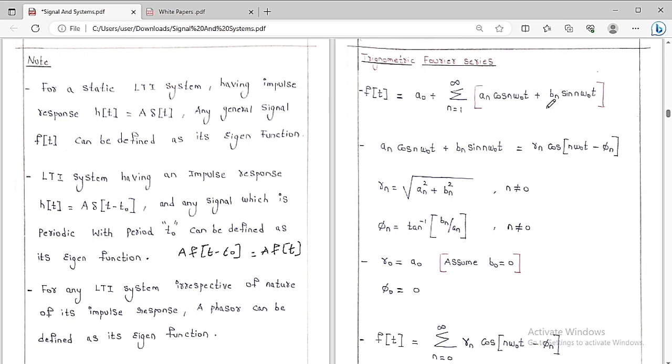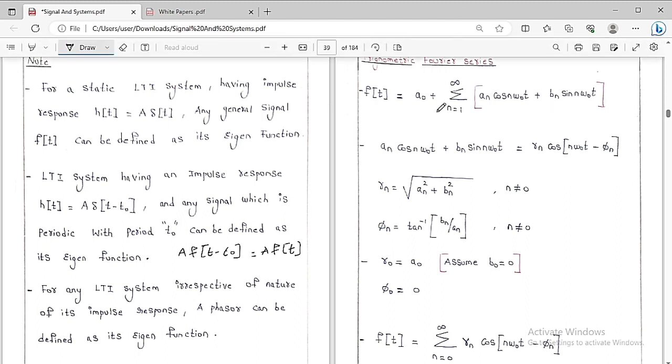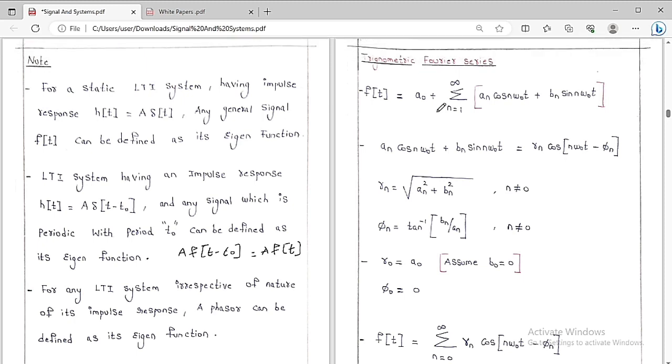So f of t is equal to a naught plus sigma n equals 1 to infinity of a n cos n omega naught t plus b n sin n omega naught t. This formula you always have to keep in mind. If a signal is periodic, then this is the way we can represent it in terms of sin and cos.